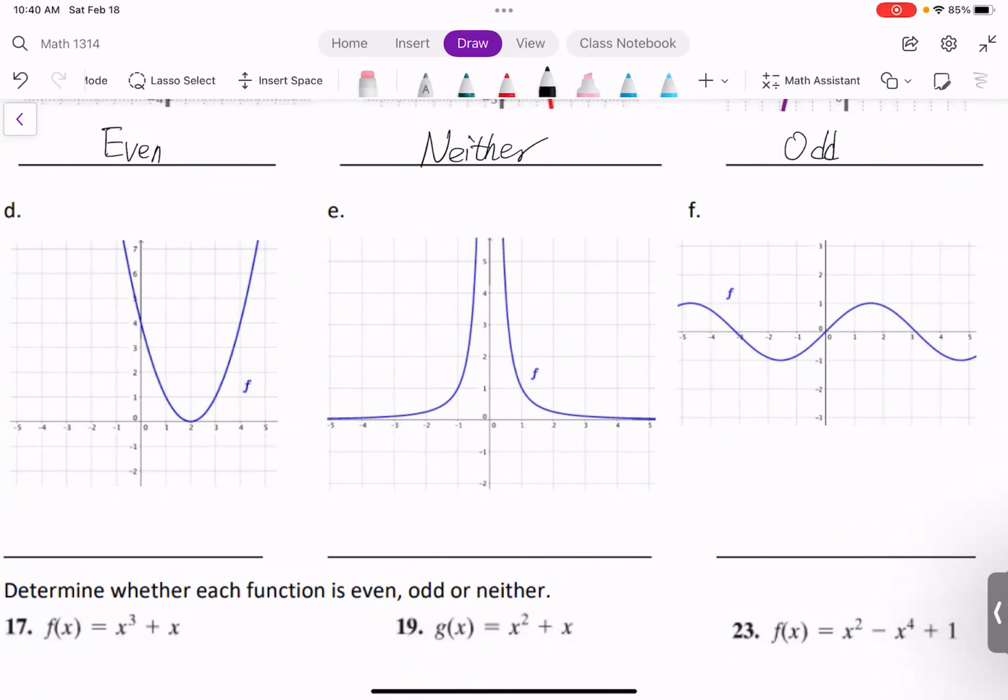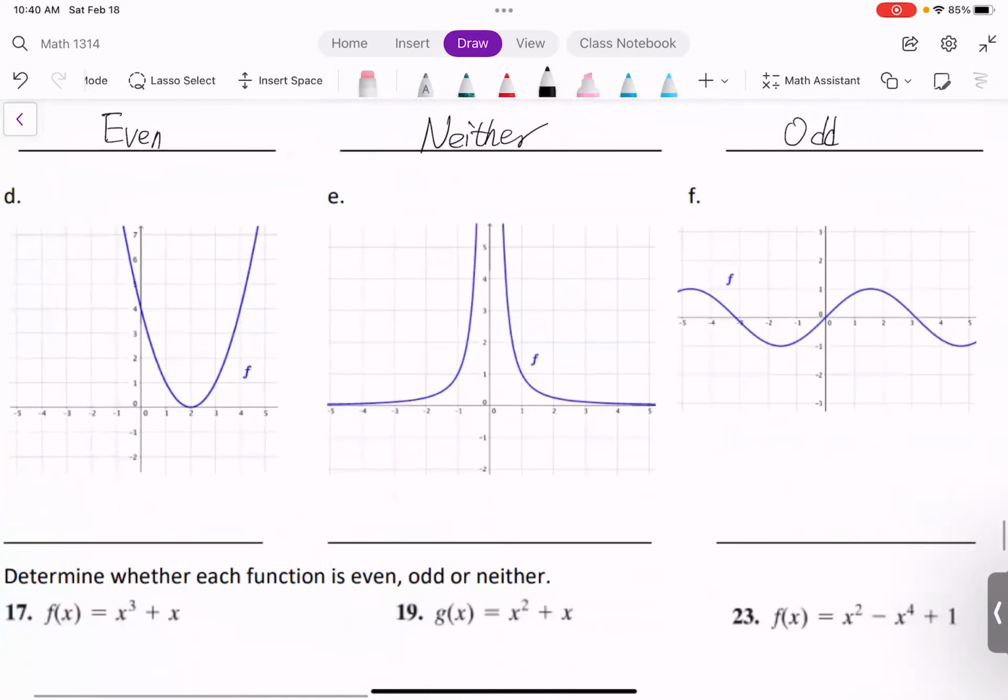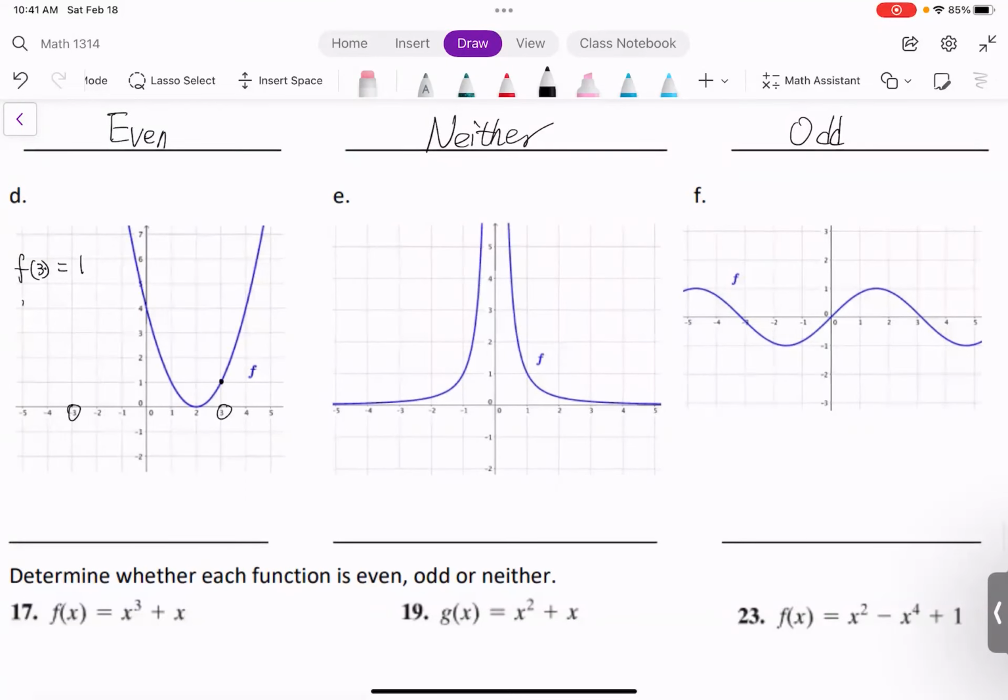Is this even? Let's test. When we are doing the test, we can plug in f of, let's choose a point. Let's choose 3, because 3 can easily find the y's value. We have 1 as y's value. And how about -3? F of -3. Oh, I can't find it because it's all the way going up. So for example, if I can find it, it is positive 100.